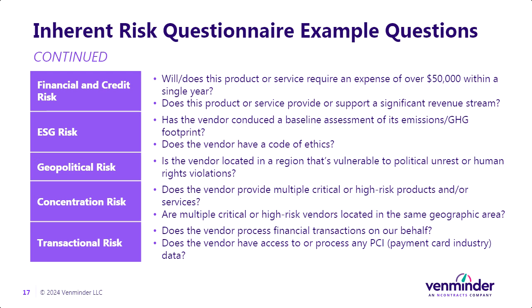For ESG risk, has the vendor conducted a baseline assessment of its emissions footprint, or does the vendor have a code of ethics? Geopolitical, is the vendor located in a region that's vulnerable to political unrest or human rights violations? Concentration risk, does the vendor provide multiple critical or high-risk products and or services? Are multiple critical or high-risk vendors located in the same geographic area? That one's really important as it relates to weather issues. And transactional risk, does the vendor process financial transactions on our behalf? Does the vendor have access to or process any payment data?